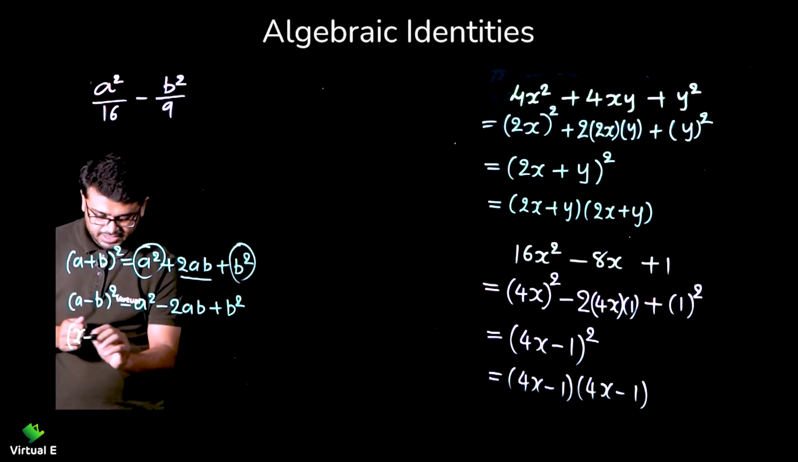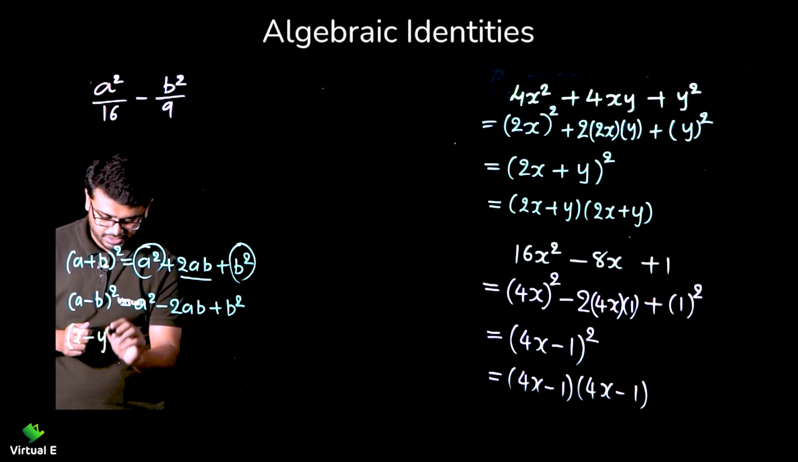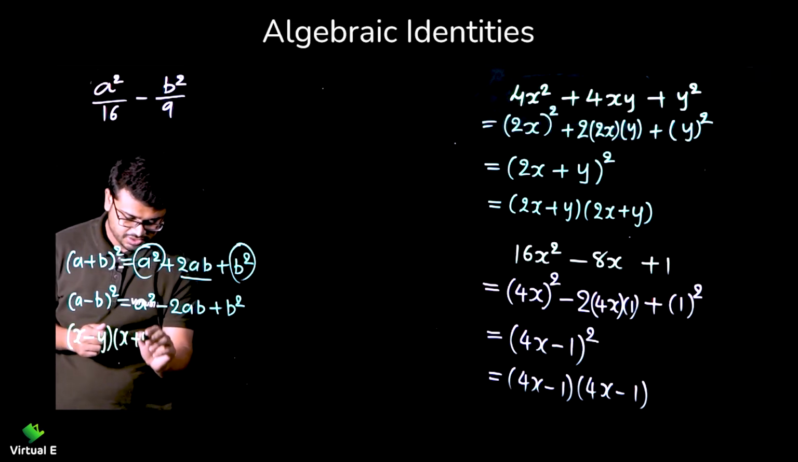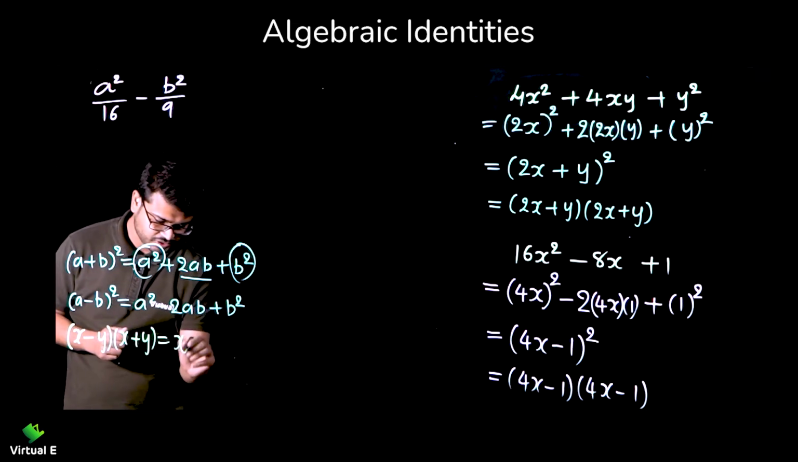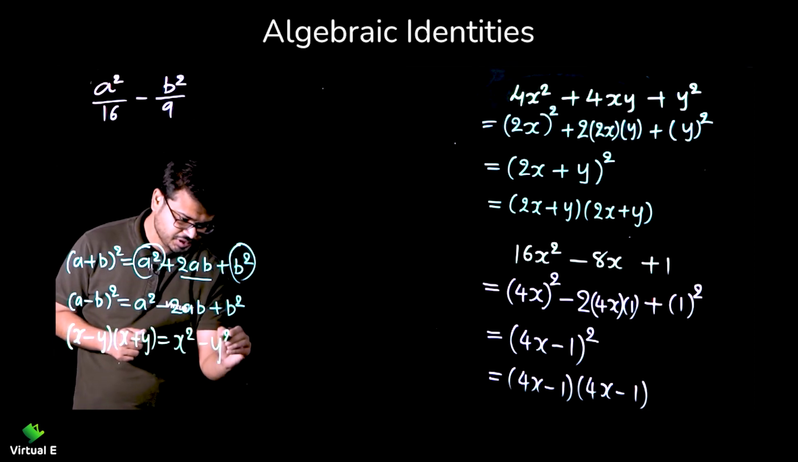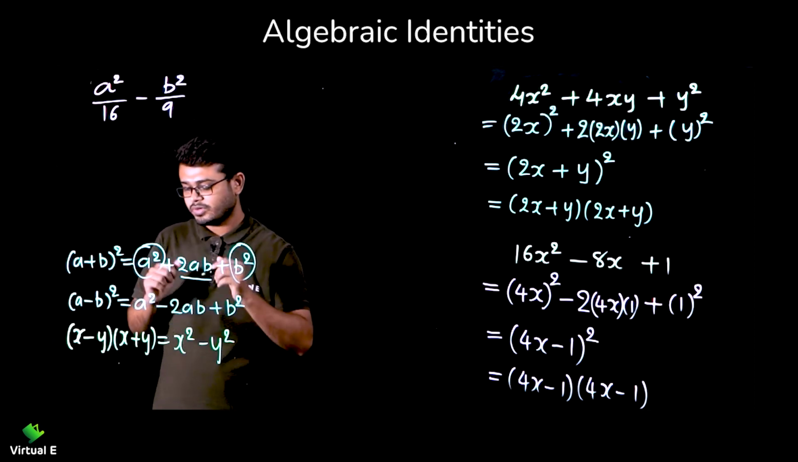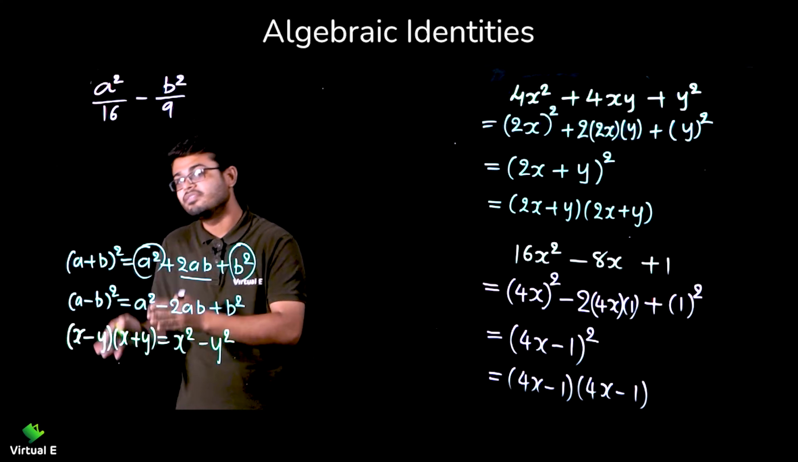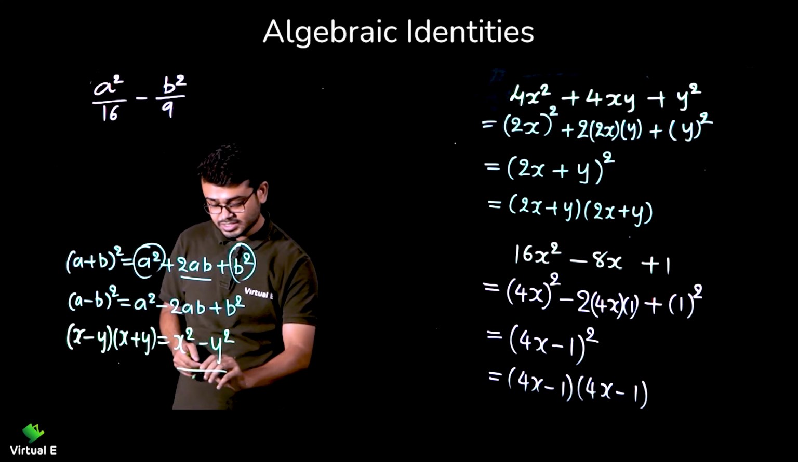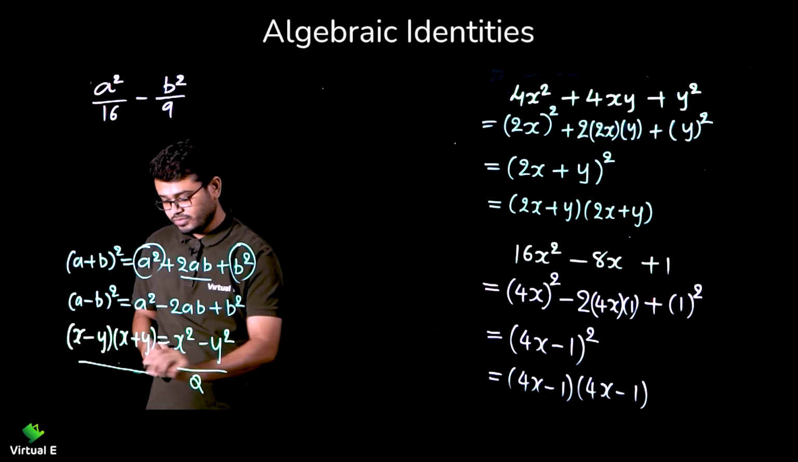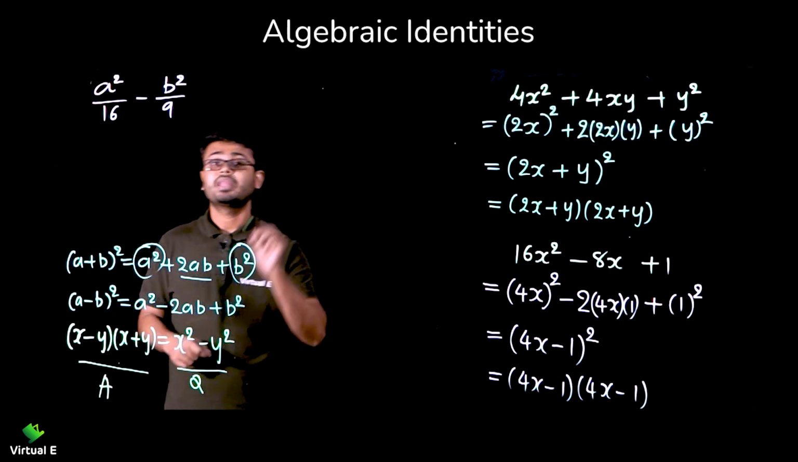So it was like this, x minus y into x plus y is equal to x square minus y square. It was of this type. This is what we discussed. Now we are going to do the reverse way. We have this as the question and this is what we are supposed to get as the answer.